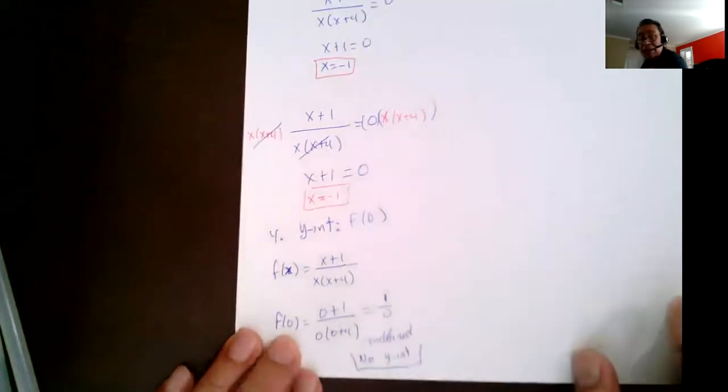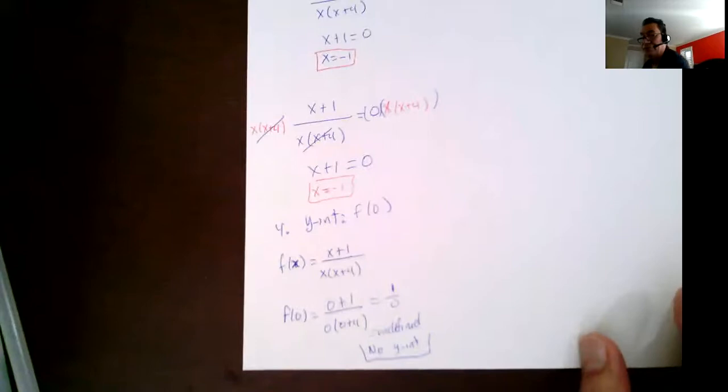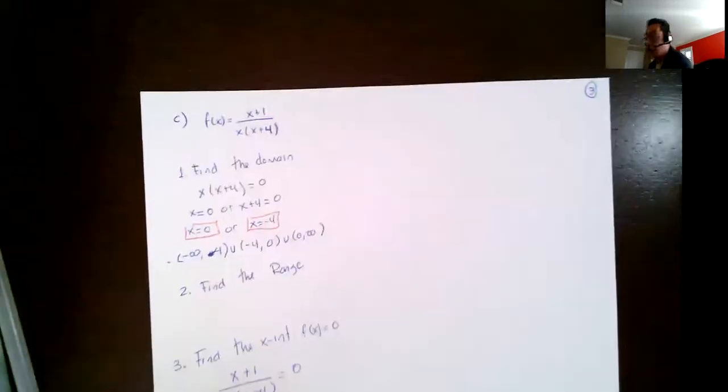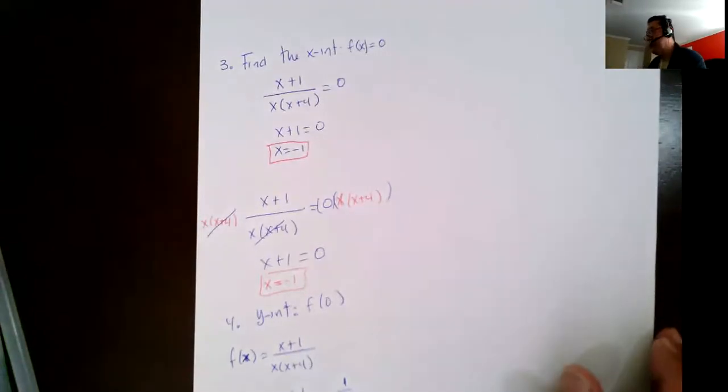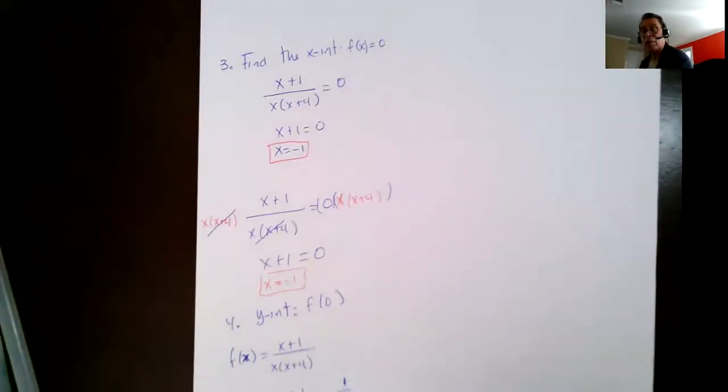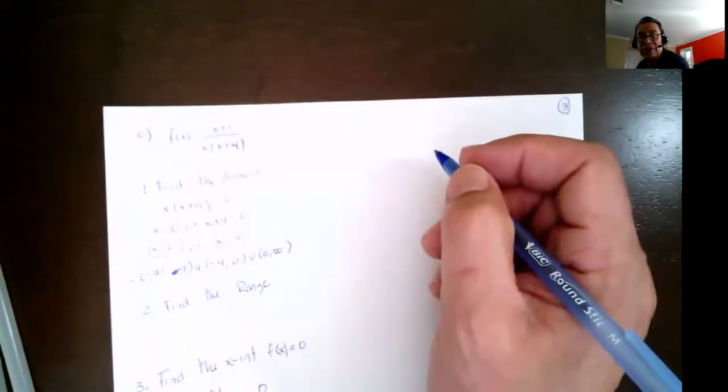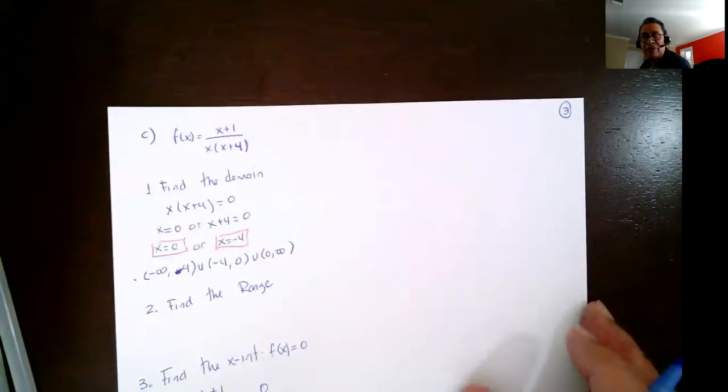No y-intercepts. That's what it means. Ready? Okay. Now let's continue. Let me go back here. Sir, why did we skip find the range? Okay. We'll find it right now. Just give me one second. I want to tell you why. So I need to find the vertical asymptote and the horizontal asymptote. And from there we can find the range. That would be easier for us.